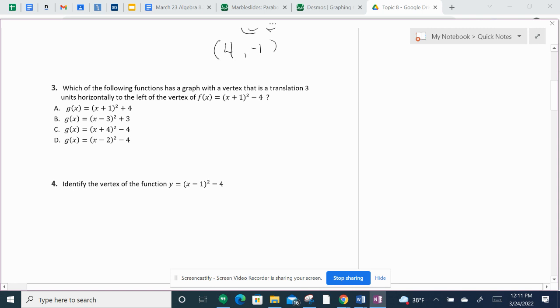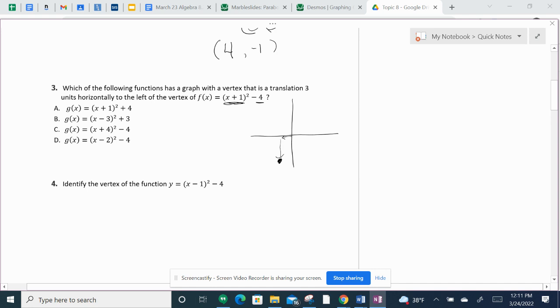Number 3, which of the following functions has a graph with a vertex that is a translation 3 units horizontally to the left of the vertex of f of x equals x plus 1 squared minus 4? Now, this one can be a little bit tricky. And so what I find helpful is I take a look at this and I'm just going to draw a quick sketch. A typical parent function goes through 0, 0, but a plus 1 means it's moved to the left 1 unit, and a negative 4 means it's moved down 4.